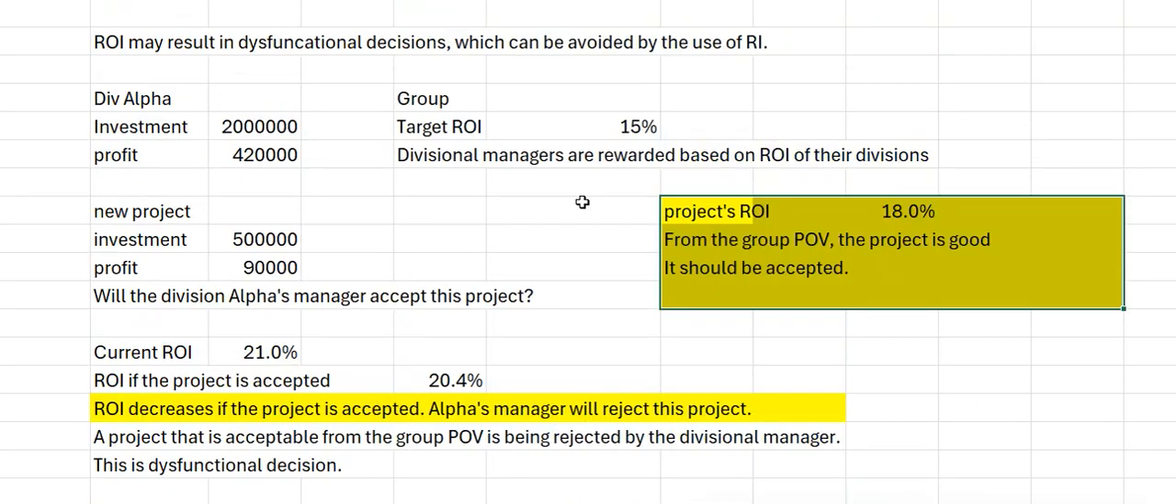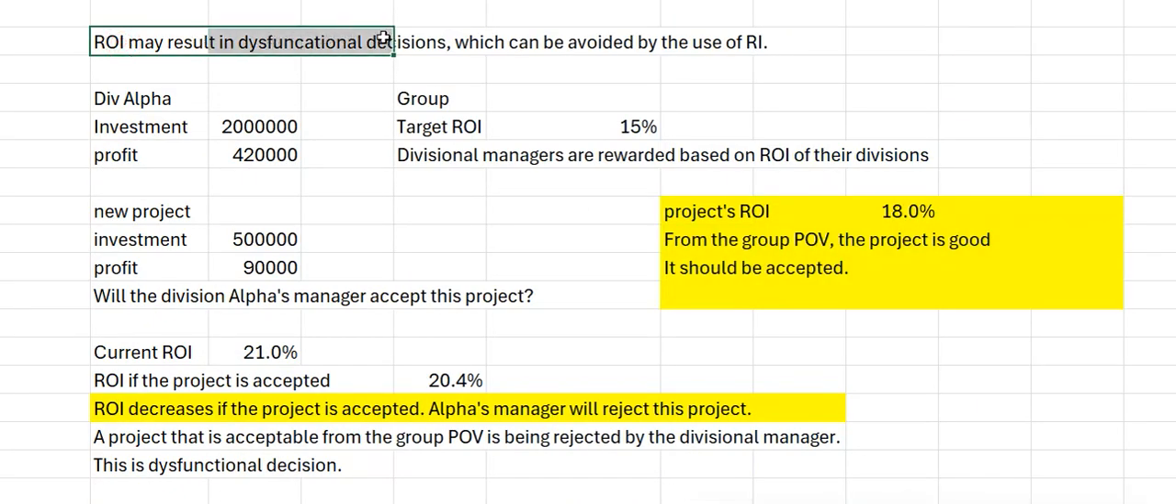This is the original statement we mentioned here. What? ROI may result in dysfunctional decisions. It's not always, some instances. That's why I said may. It may result in dysfunctional decisions, and such dysfunctional decisions can be avoided if residual income is used as the performance measure.